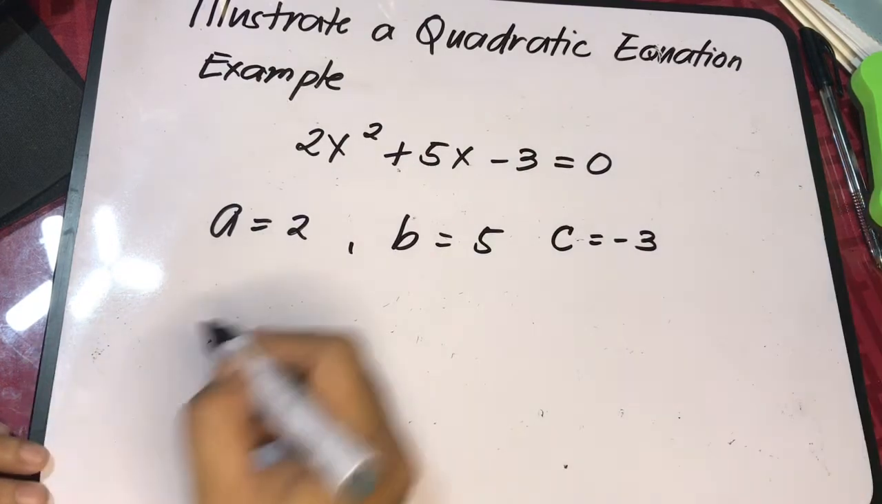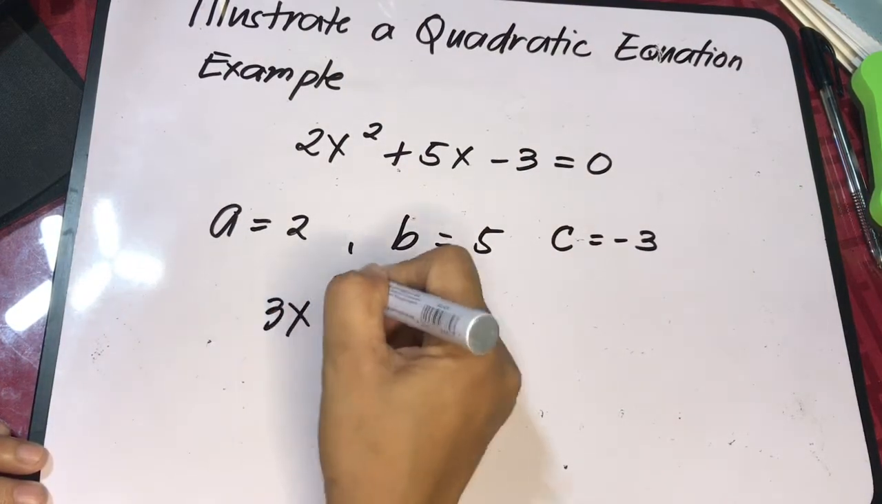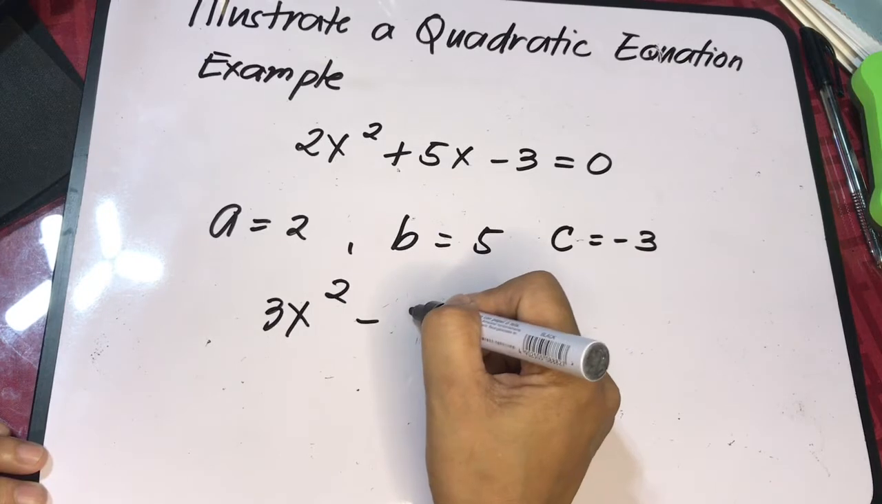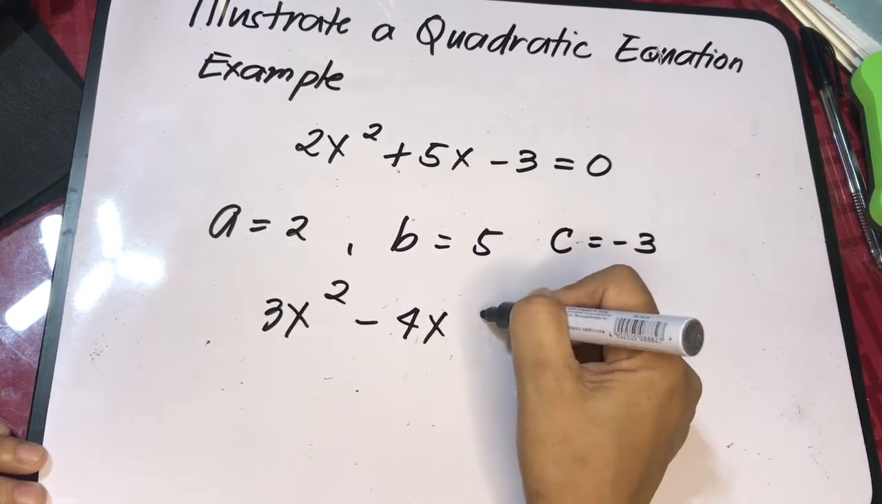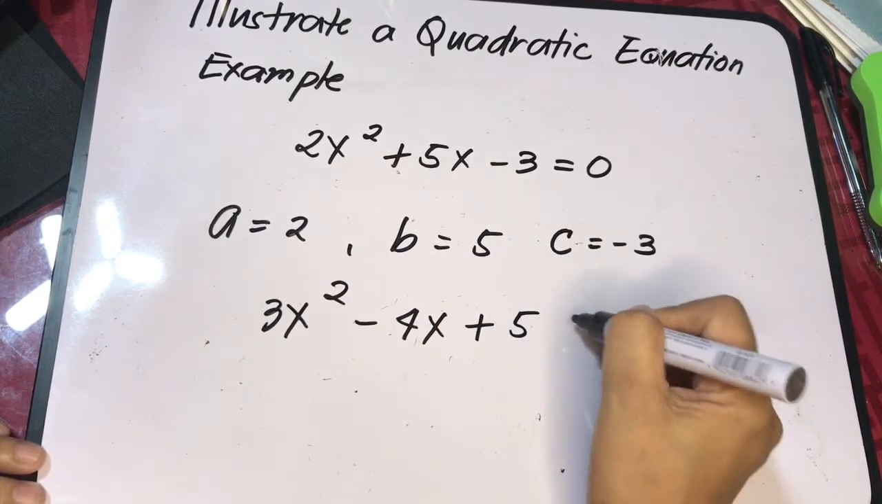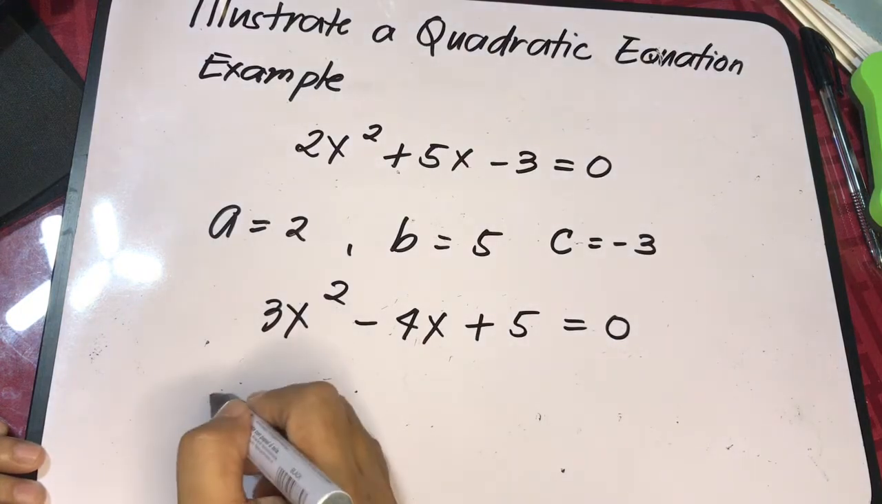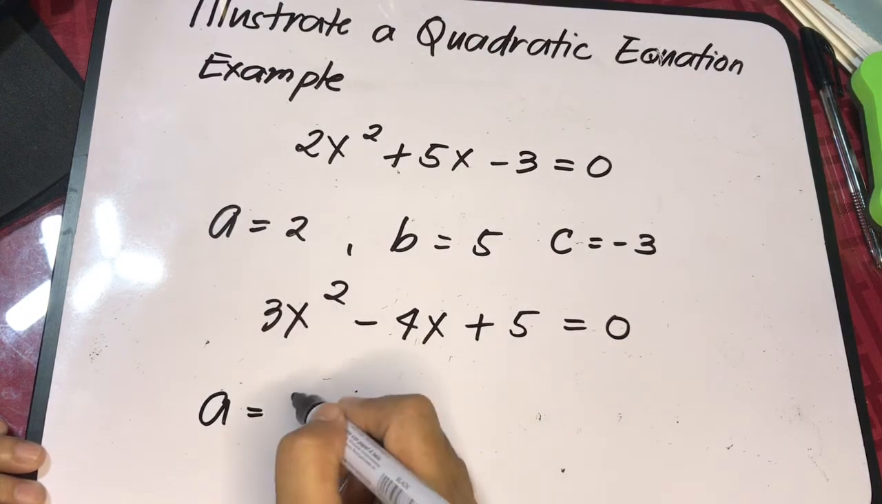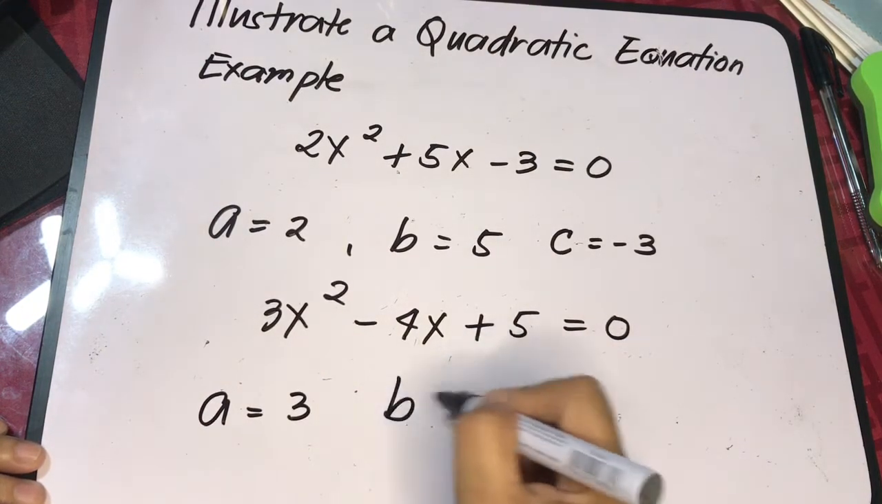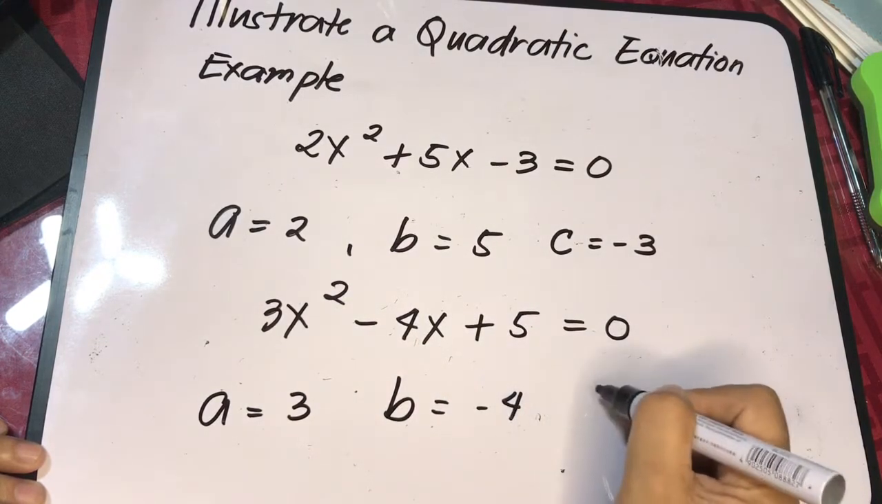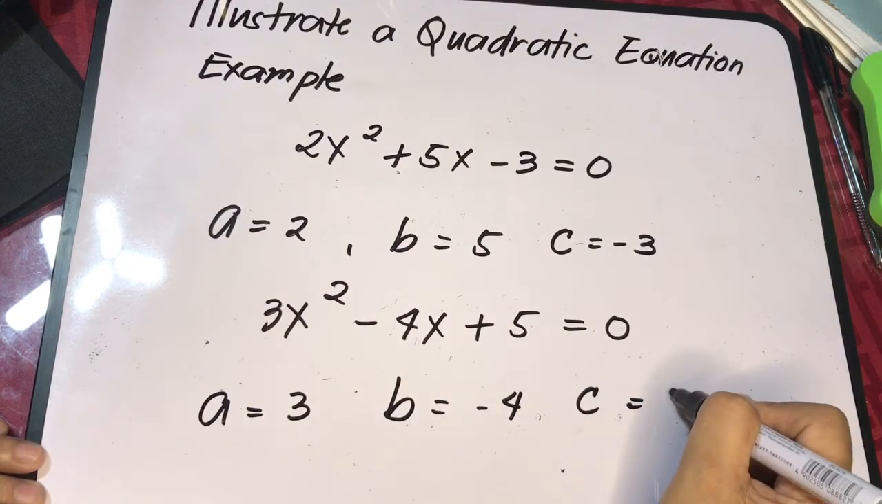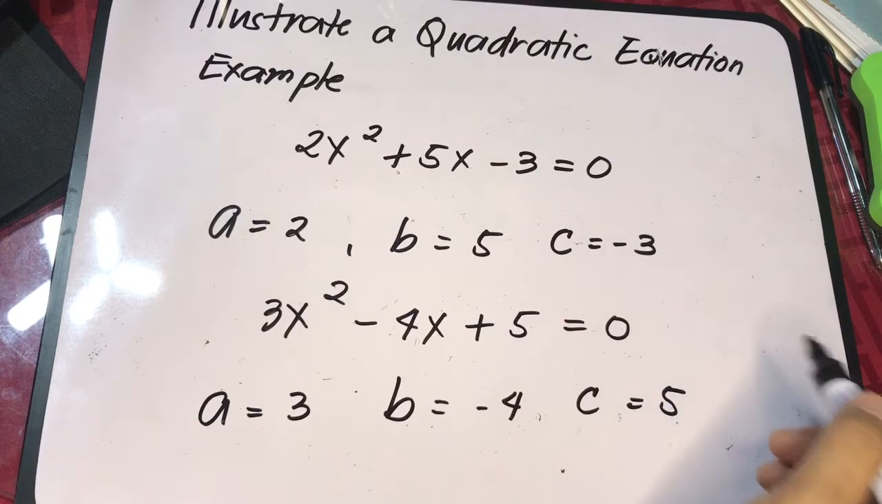Okay, another example. 3x squared minus 4x plus 5 equals 0. A is equal to 3, b is equal to negative 4, and c is equal to positive 5.